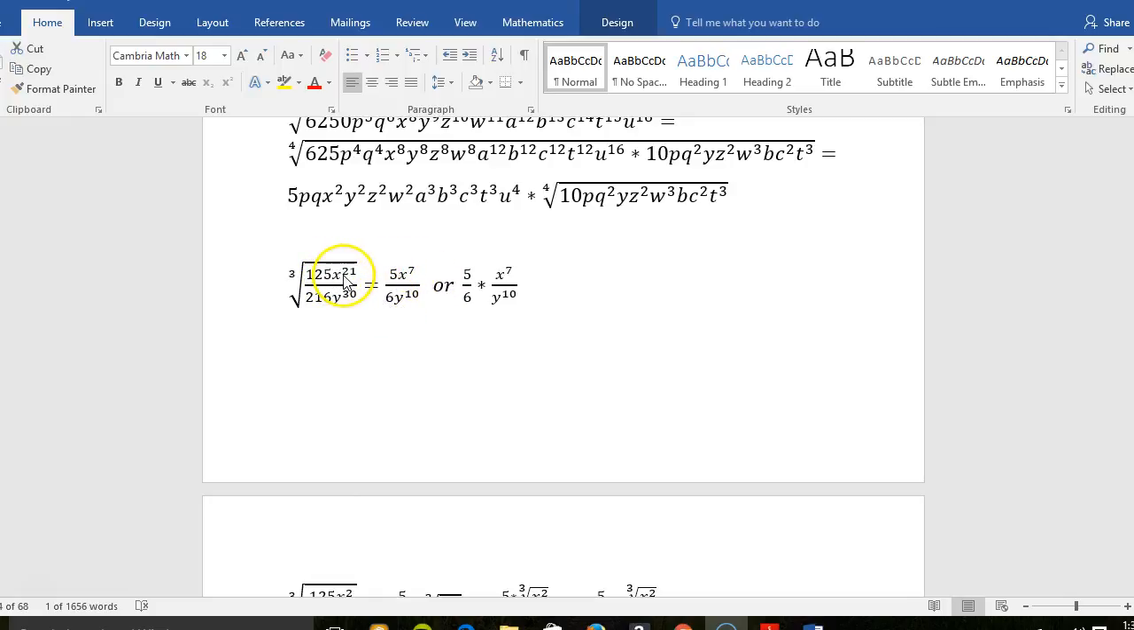Now we divide 21 by 3 and get 7, so x to the 21 comes out as x to the 7. That y to the 30th, 30 divided by 3 is 10, so it's y to the 10th. And notice there's no more radical left over. Another way of writing this answer, you can separate out that 5/6 and do 5/6 times x to the 7 over y to the 10.